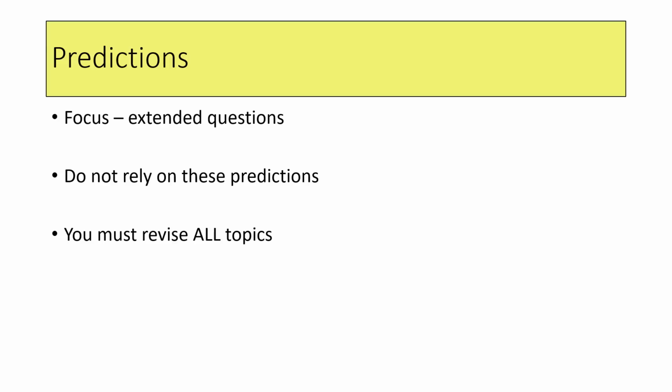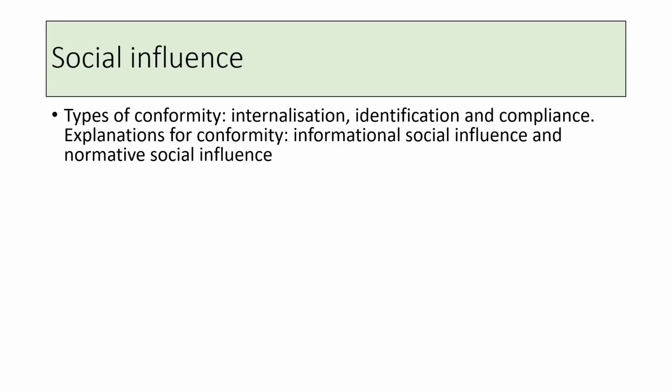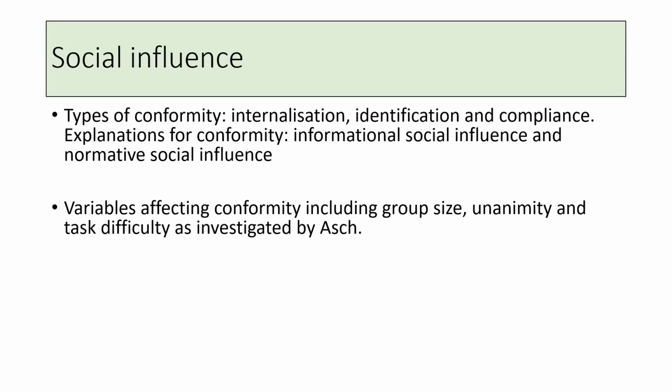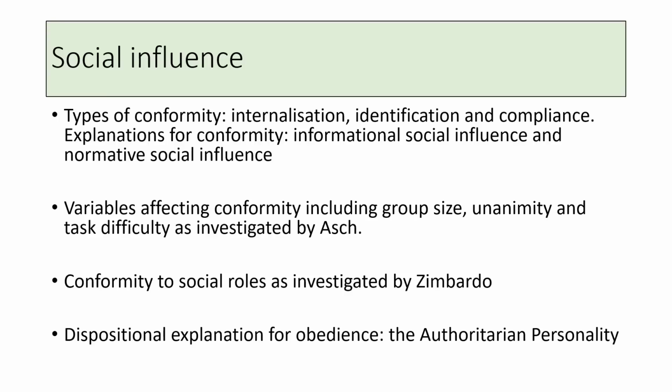So first thing we're going to do is look at social influence. Now there's 4 topics here that don't seem to have come up very much in previous years. They are the types of conformity and explanations of conformity, the variables affecting conformity, Zimbardo's research into conformity in social roles, and the dispositional explanation for obedience, looking at the authoritarian personality. So again, these are 4 topics that haven't come up very much as extended questions in recent years and may potentially come up this summer.